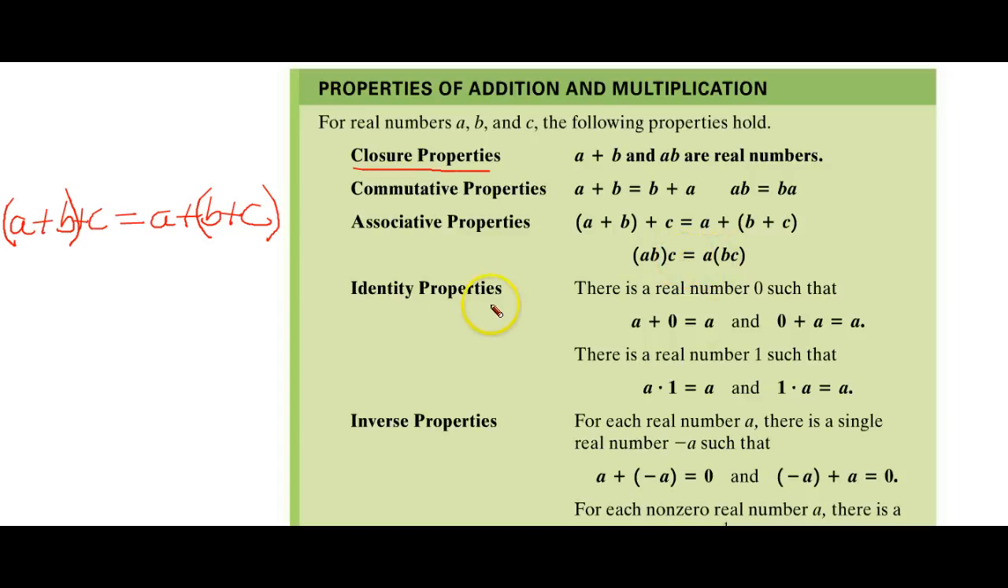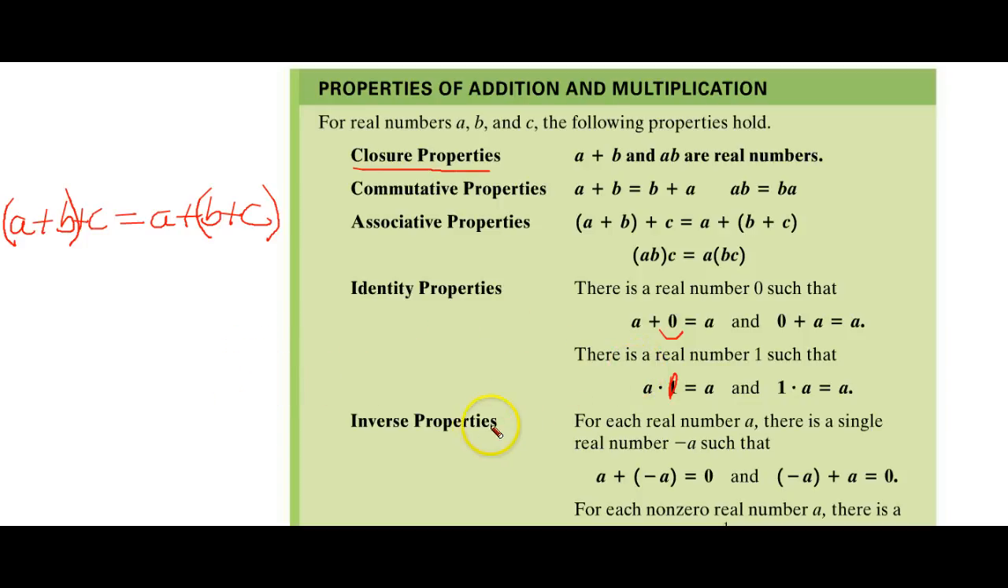Identity property. We can add to any number a 0, and it always just stays the number. And we can do that in any order. That's part of the commutative property. We can add a 0 to anything. It doesn't change its value. So that's the identity property of addition. Now the identity property of multiplication is we can multiply anything by 1 and it doesn't change its value. We're going to use that in the future.